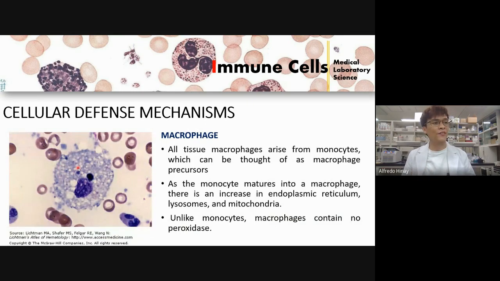And again, if you have your macrophage already on your tissue, all tissue macrophages arise from your monocytes, okay, which can be thought of as a macrophage precursor. As the monocyte matures into a macrophage, there is an increase in endoplasmic reticulum, lysosomes, and mitochondria. That's the reason why they are more active. Then, if you can observe here, more granules, more vacuoles, indicative of phagocytosis. Unlike your monocytes, your macrophages contain no peroxidase. That's the main difference, class, of your macrophage and your monocytes.